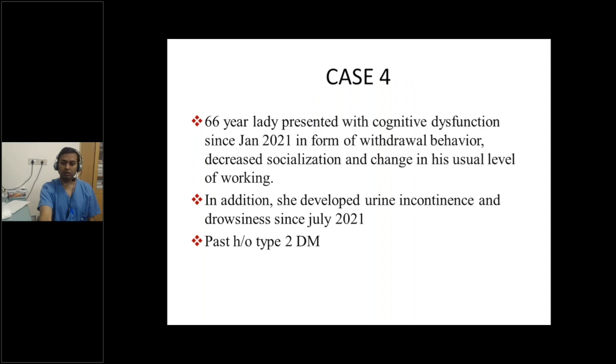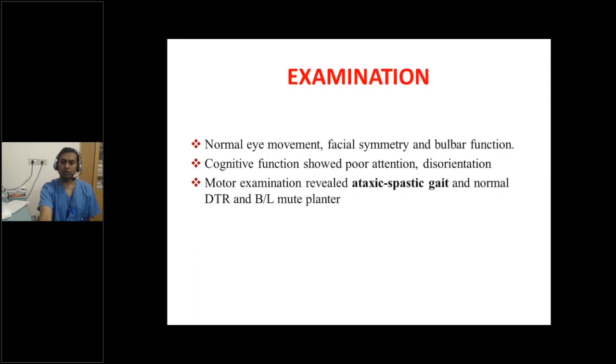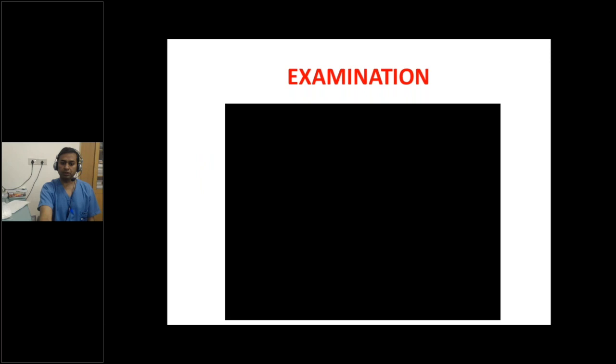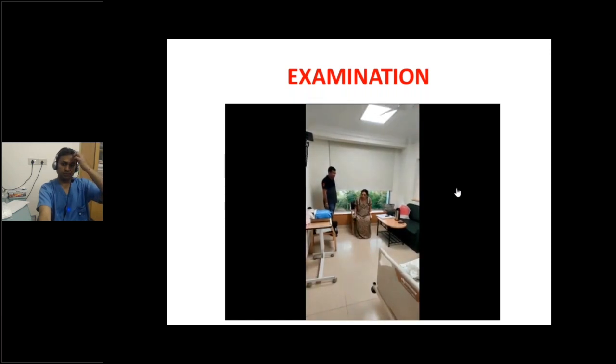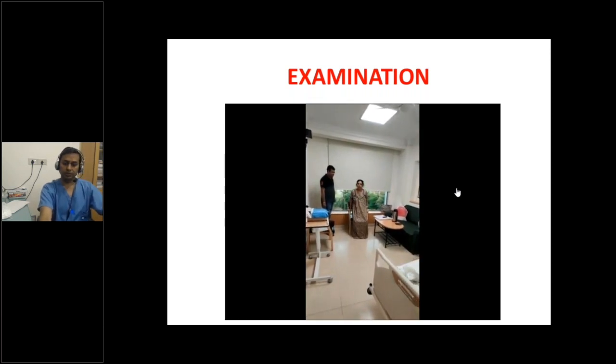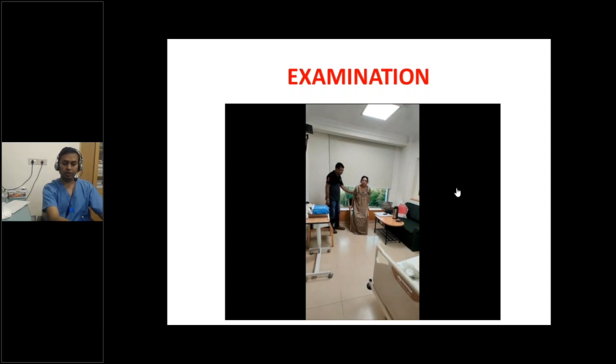The last case is a 60-year-old lady. This started in January with withdrawal behavior, and almost urinary incontinence for the last 15 days, with a past history of type 2 diabetes. Examination revealed an ataxic spastic gait. Just see this finding. She has difficulty in standing and walking.